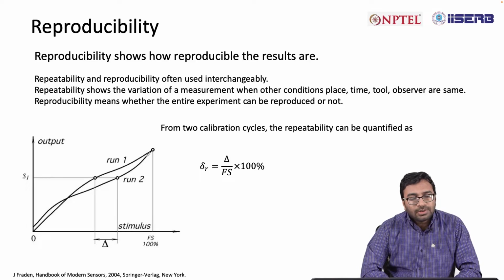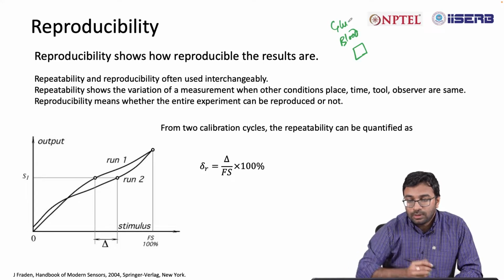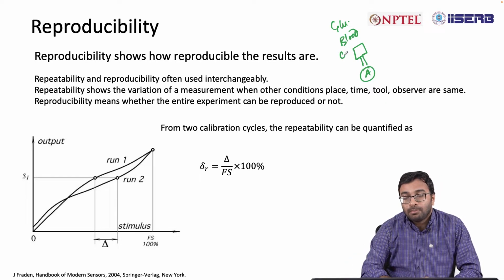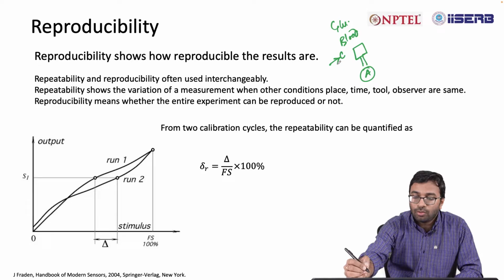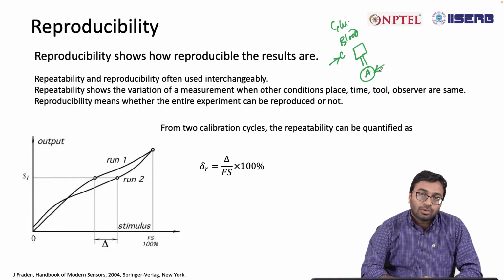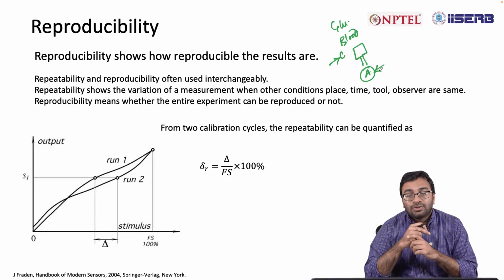The other very important term is reproducibility. Reproducibility shows how reproducible results are. So if you have a sensor which detects, say again, blood glucose, you get a certain output, say A, for concentration, say C. But next time when you make another sensor and do the same experiment with concentration C, you don't get the output A, it's something else. In that case, your sensors are not reproducible. So there is a small difference between repeatability and reproducibility. Although they may sound very similar, they are actually different.